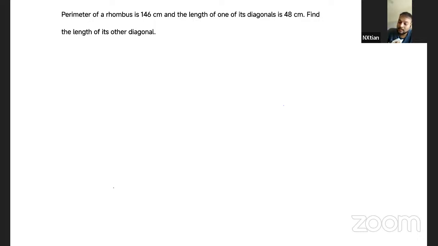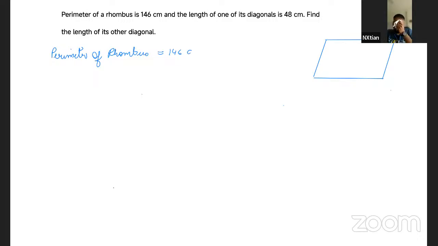Basically, first we will find, for example, what the question is saying. The question is saying that the perimeter of the rhombus is given, which is 146 centimeters, and one diagonal is given. For example, this is a diagonal having length 48 centimeters. So first you have to find the side.